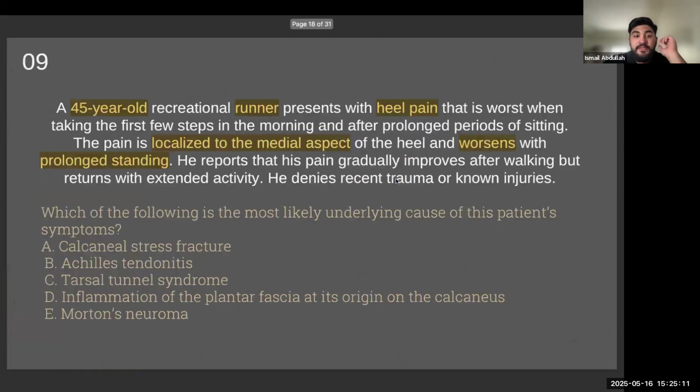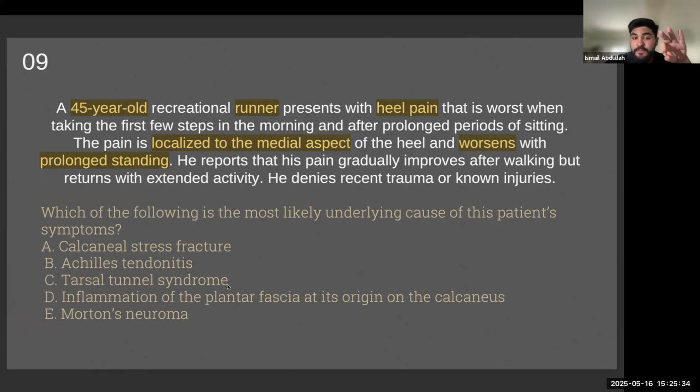Now, if you want to go back to the options right here, could it be a calcaneal stress fracture? It could be, but it should be a constant pain, not a pain that comes and goes. So such fractures is a constant pain. The Achilles tendonitis, we mentioned, it would be a posterior heel pain.